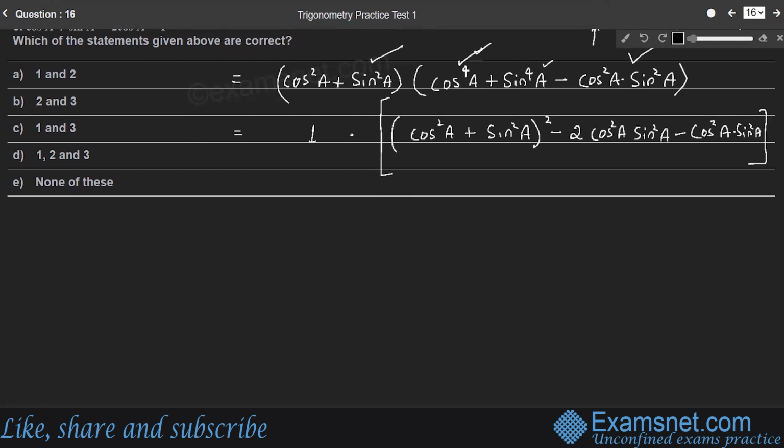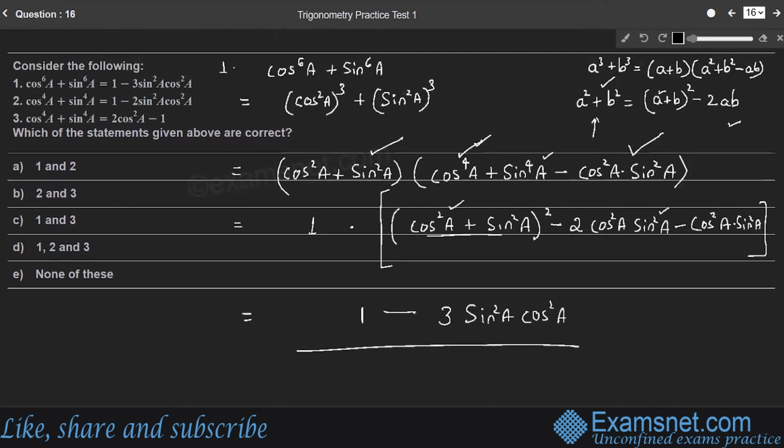So here, students, we have (cos square A plus sin square A) the whole square. Since cos square A plus sin square A is 1, its square is also 1. Minus 2 cos square A into sin square A, minus cos square A into sin square A, gives you 3 sin square A into cos square A. Both are the same. Therefore the RHS is 1 minus 3 sin square A into cos square A. So according to the given statement, LHS is equal to RHS. So the first statement is true.